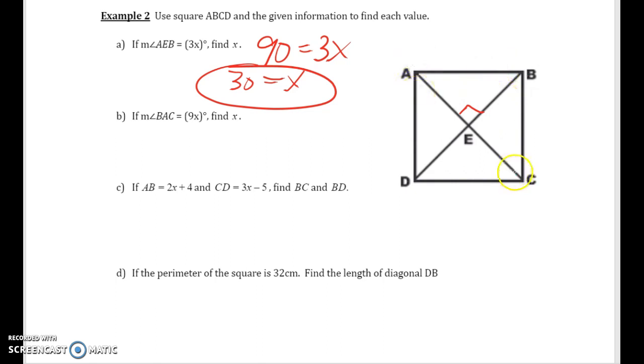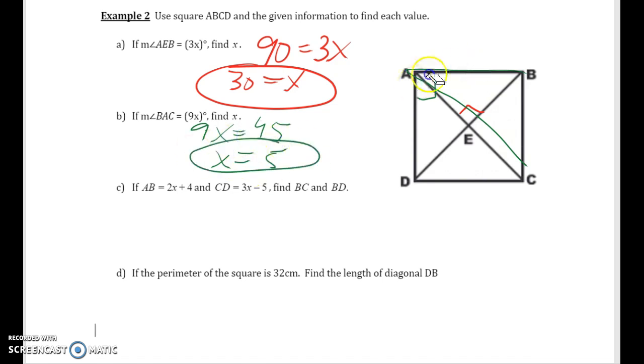If BAC is 9x, find x. Well, we know the diagonals bisect the angle, and we know all the angles in the square are 90, so 9x equals 45 degrees, so x equals 5. All right, let's see what they give us next.